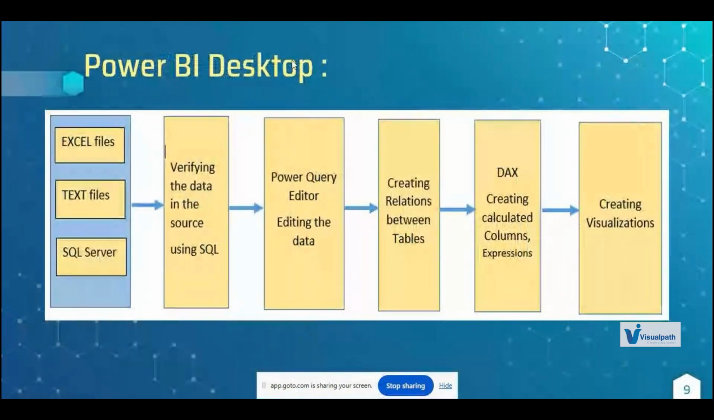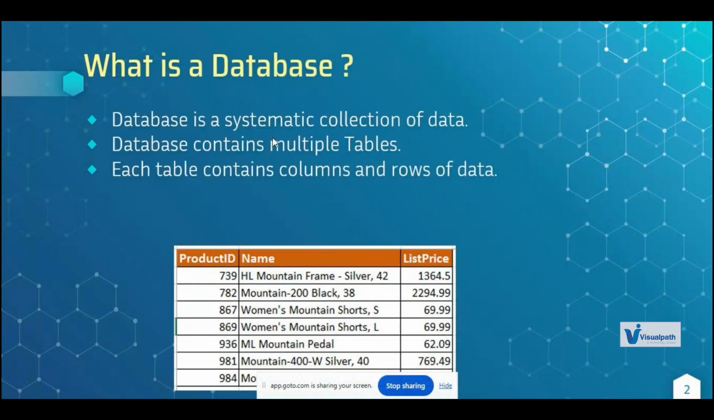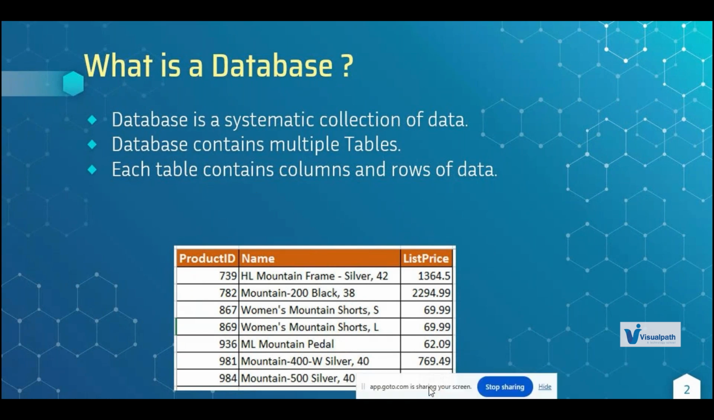So in this slide, I am showing you the sequence of activities we are following for creating visualizations using Power BI desktop. So left side, you can see different types of files and databases. Do you have idea what is a database? What is a table? Database is a collection of data. Database contains multiple tables. Each table contains columns and rows of data. I have given a product table example here. In this product table, how many rows we have?